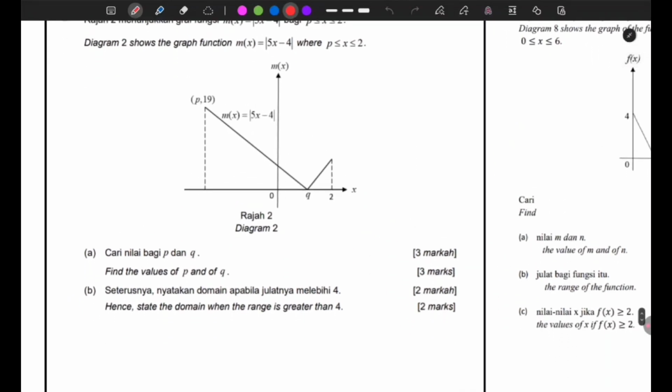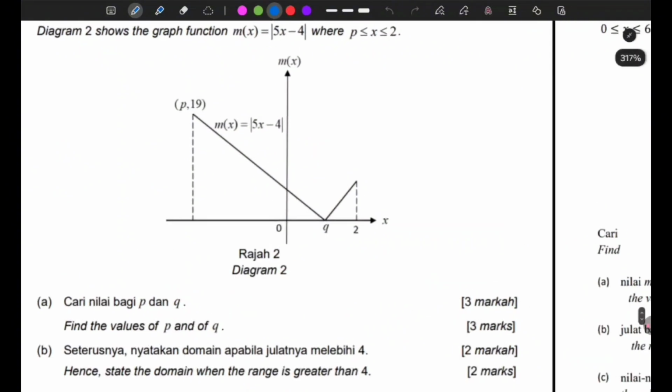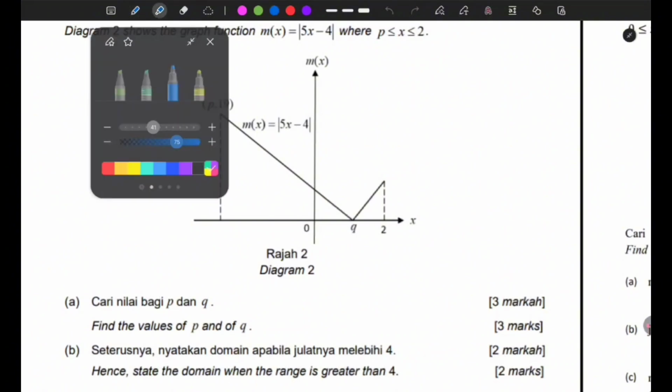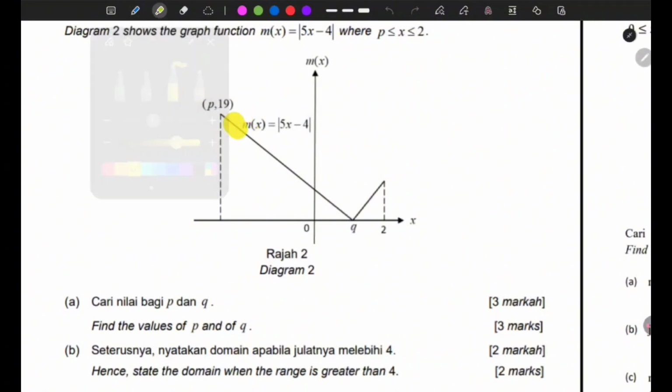So diagram 2 shows a graph of function m(x) equals, this is the modulus question. They gave us a modulus m(x) and an equation, |5x minus 4|, and you can see this is the equation that represents the graph. Actually, let's just say I don't have the modulus, this thing is going to go straight just like this.